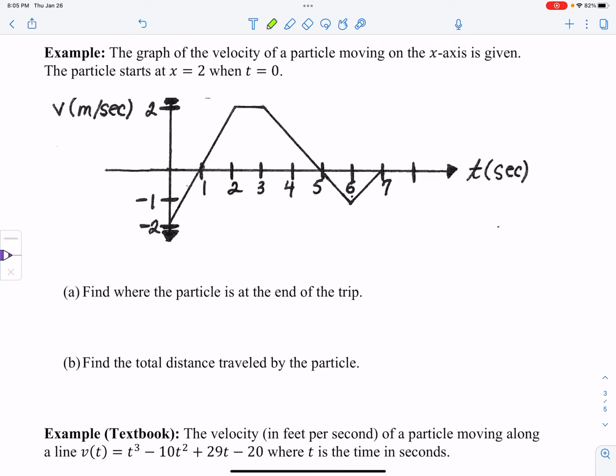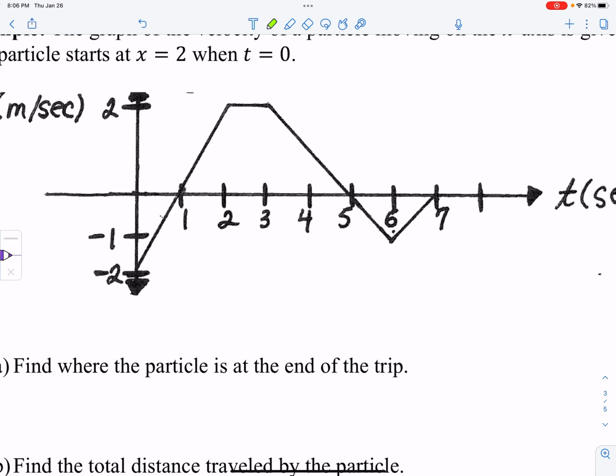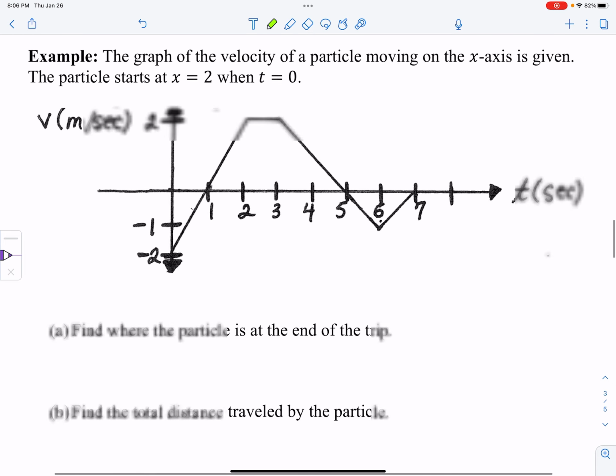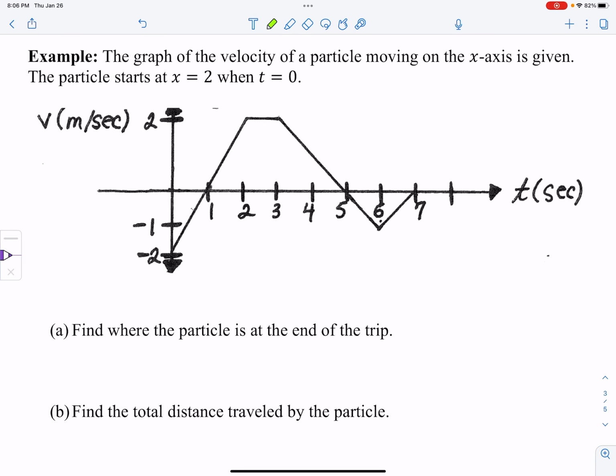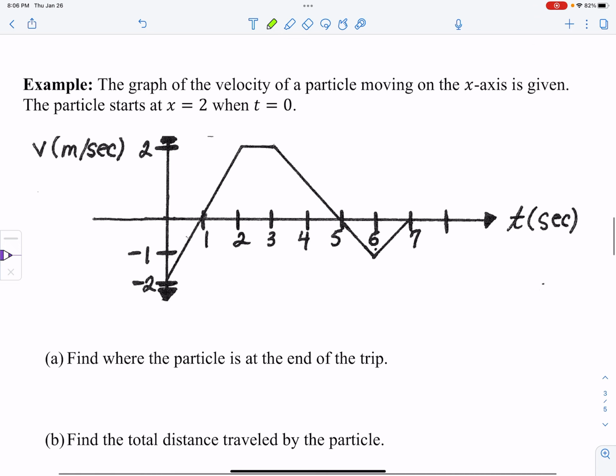And then it's going to be moving, right? Whenever the velocity function is below the x-axis, that represents the particle moving to the left, towards the negatives. And whenever velocity is positive, that represents the particle moving to the right. So we want to find where the particle is at the end of the trip. Where is the particle at the end of the trip?